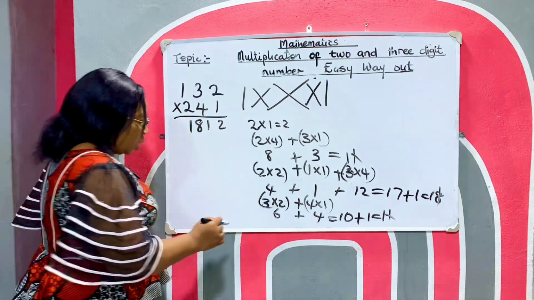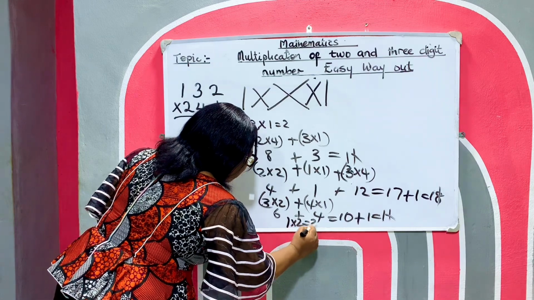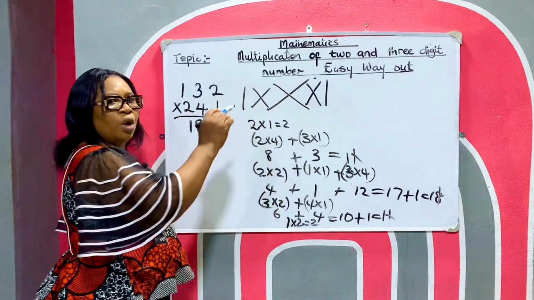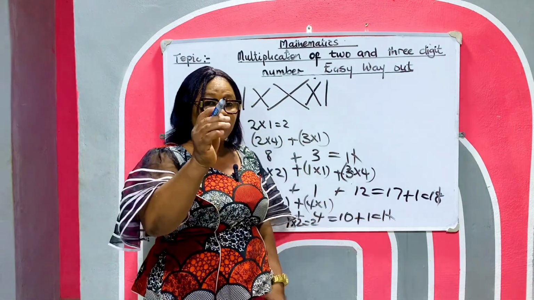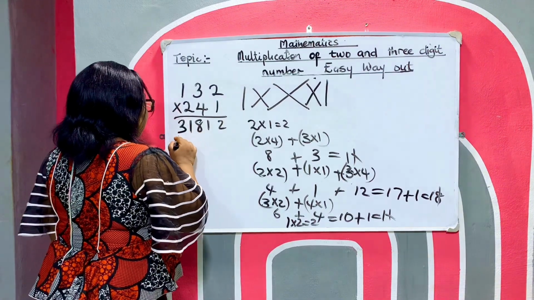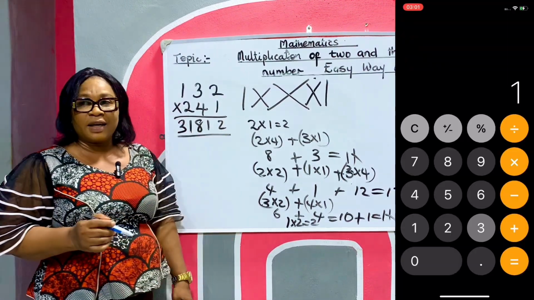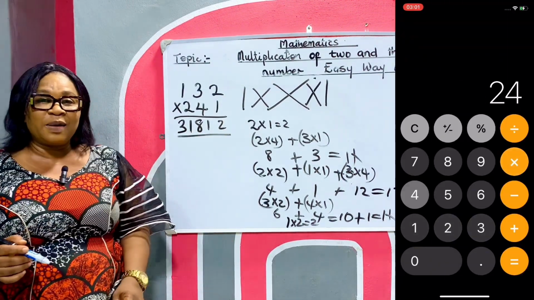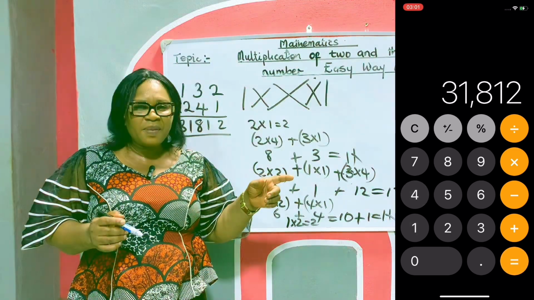The final one is what? 1 times 2. And 1 times 2 is 2. Then this 2 plus this 1 will give us 3. And 3 is the final number. Let's check the calculator and see it is correct.